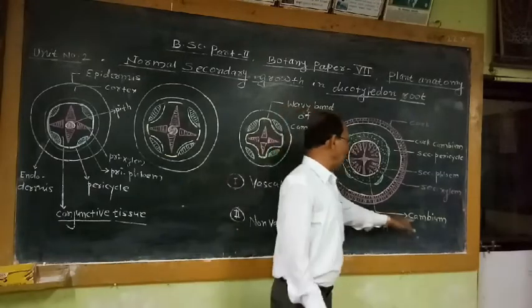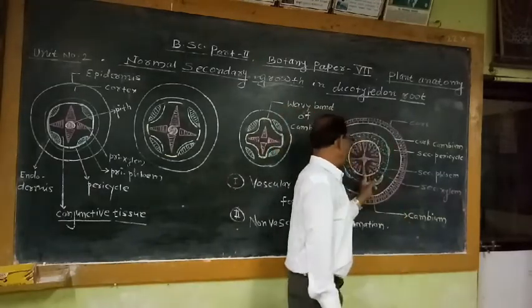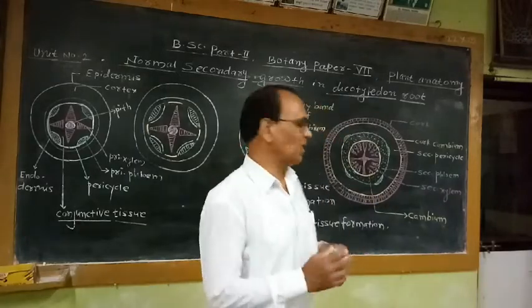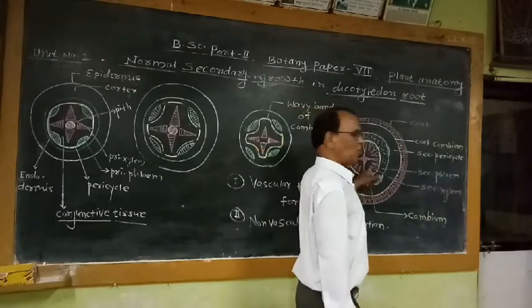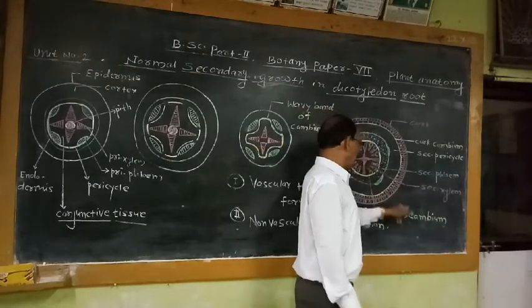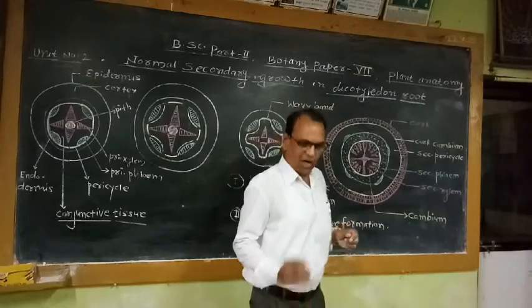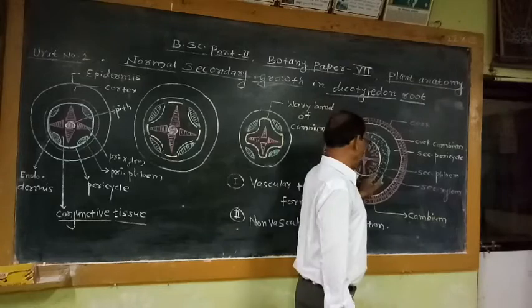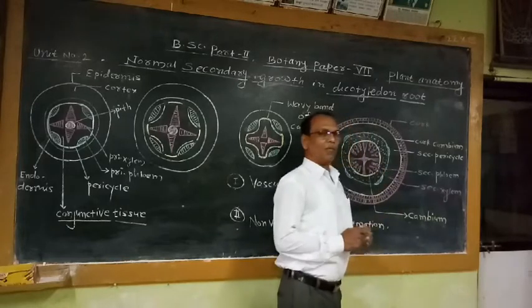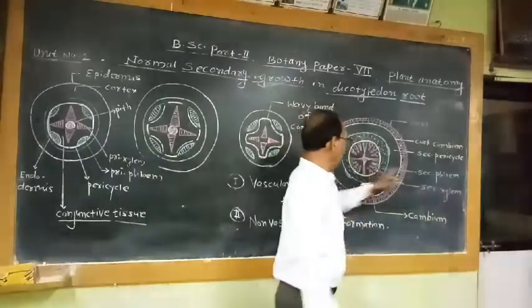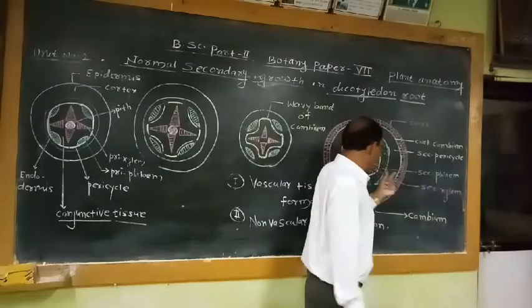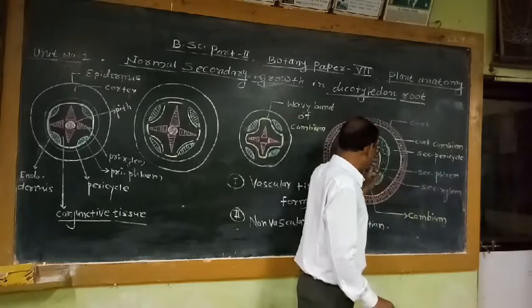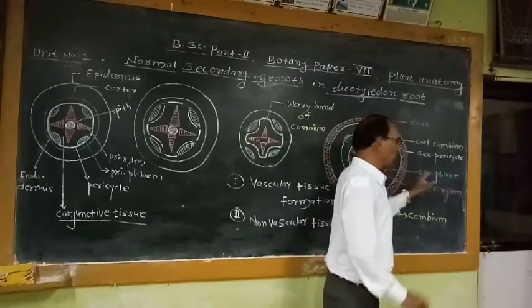So what is the activity of this cambium? This cambium divides tangentially and produces the secondary tissue. The inner layer of the cambium divides tangentially and produces the secondary xylem cells. At the same time, the outer layer of the cambium cells divides tangentially and produces the secondary phloem. That means this vascular cambium is responsible for addition of secondary xylem at its inner side and addition of secondary phloem at its outer side.